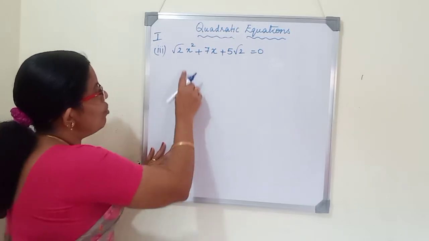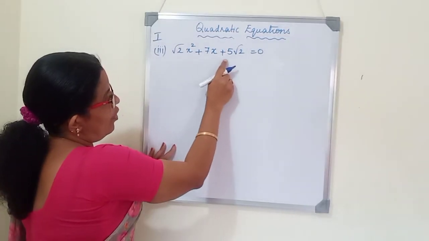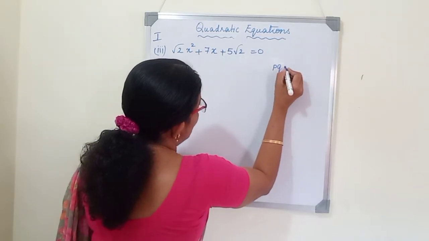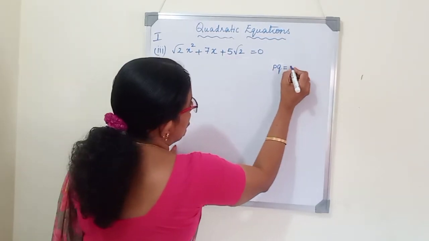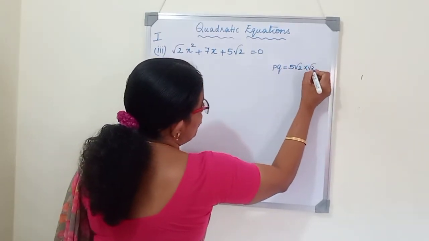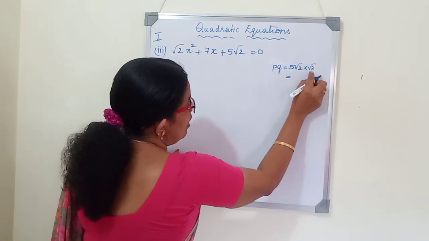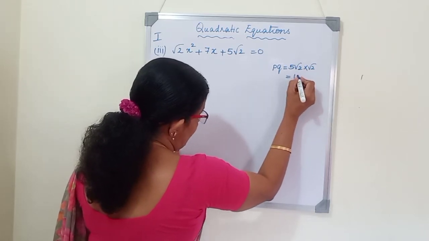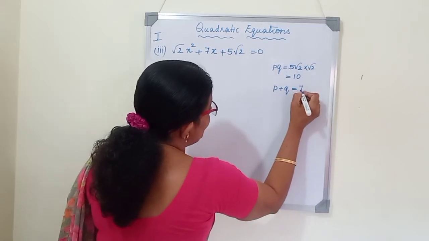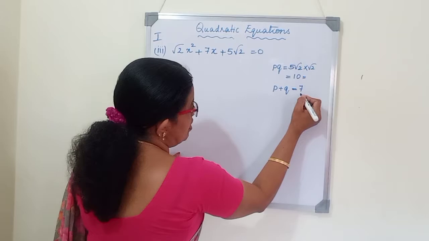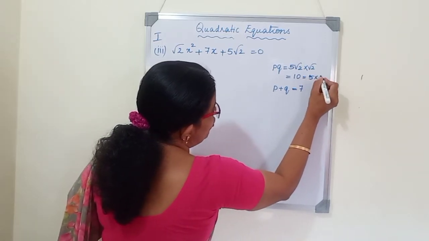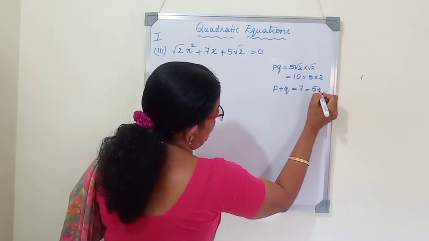Third question, root 2 x square plus 7x plus 5 root 2 equals 0. Now here the product PQ is 5 root 2 times the coefficient of x square, which is root 2. So we will multiply both. Root 2 into root 2 is 2, 5 into 2, 10. And the sum is 7. So which two numbers multiply to 10 and add to 7? That is 5 into 2, 10, 5 plus 2, 7.